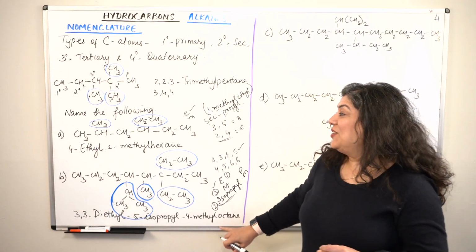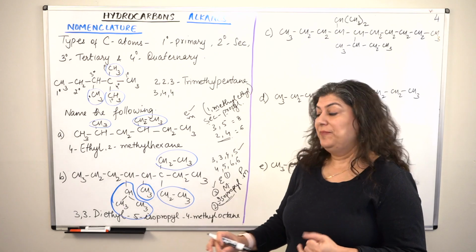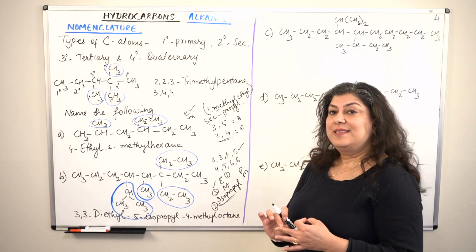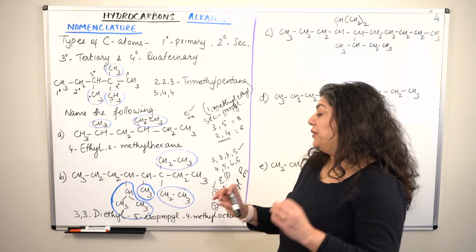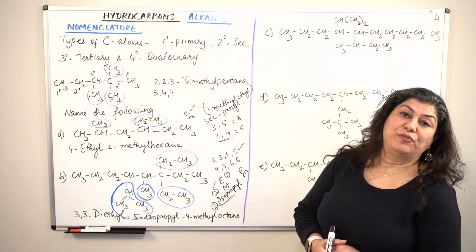Interesting. So what were the rules that we followed? The same. We first found the longest chain. Then what did we do? We found out the lowest sum of locants. And the next step was that in alphabetical order, we wrote down the names of all the substituents and we gave the name of the compound.